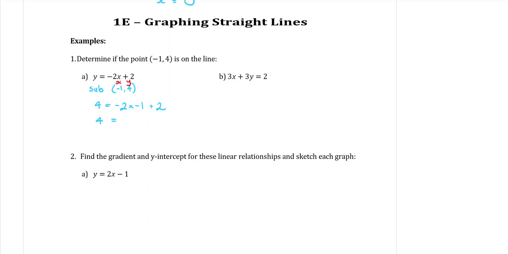So leaving the 4 on the left and calculating what's on the right. Minus 2 times minus 1 is 2, plus another 2 is 4. So the left-hand side does equal the right-hand side, so that means that, yes, the point is on the line.